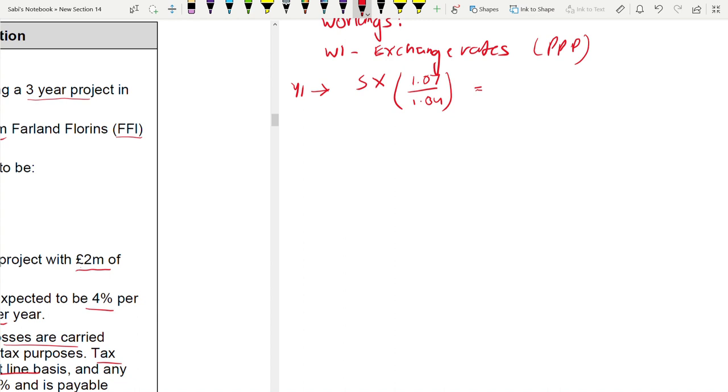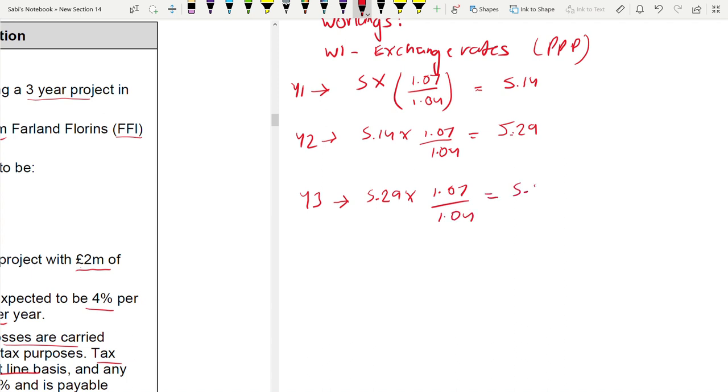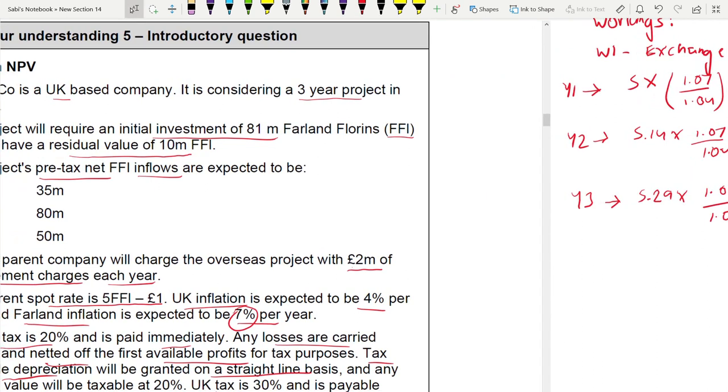Equal to 5.14. For year 2, you'll be using that 5.14 into again 1.07 divided by 1.04, which will be 5.29. And for year 3, make sure that when you are writing year 1, year 2, year 3, you write it in different rows. 5.29 multiplied by 1.07 divided by 1.04 is equal to 5.45. So now you have the three exchange rates ready. Wherever you need to convert, convert those things first.